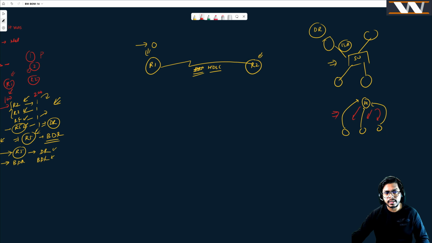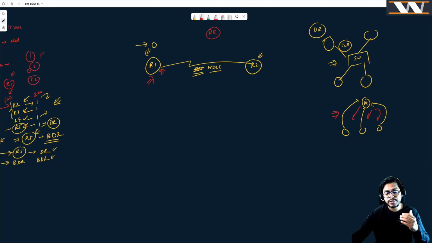Now just try to understand, do we need a DR and BDR on the point-to-point link? Just try to think. No, absolutely not. The reason is that R1 knows that this is a point-to-point link, and I can expect on this link only one neighbor, which could be anybody, but point-to-point means, the technology itself means, that I will not have more than one router at the other end.